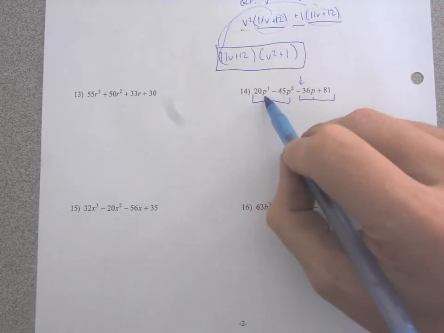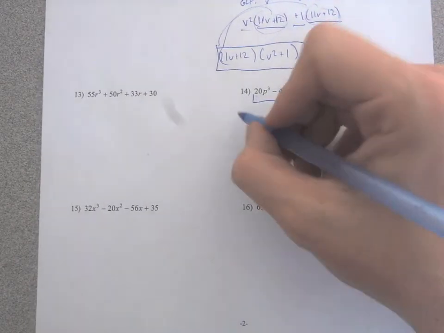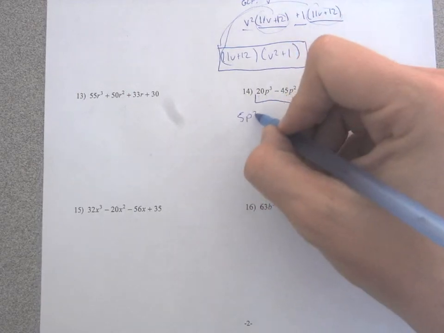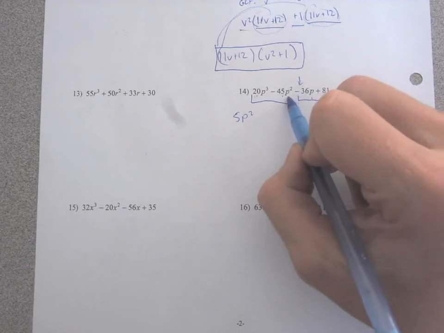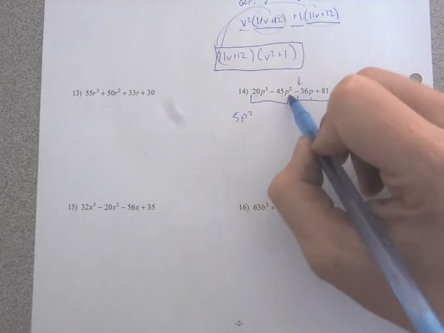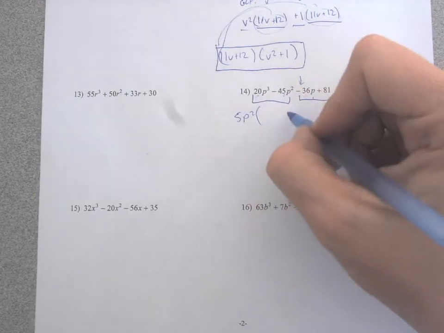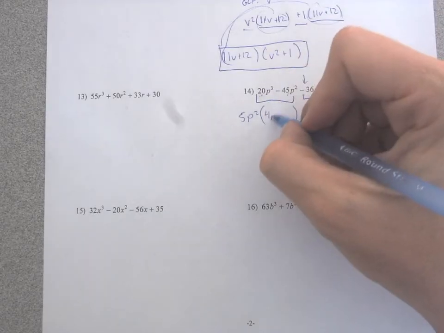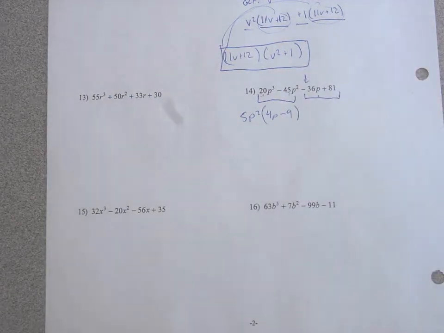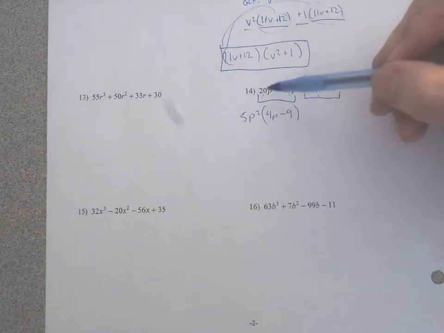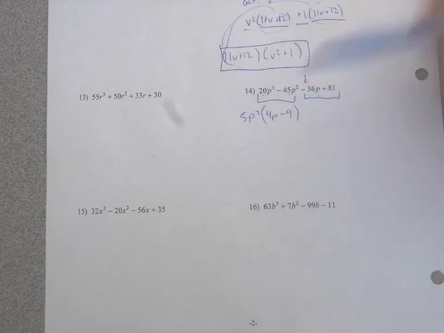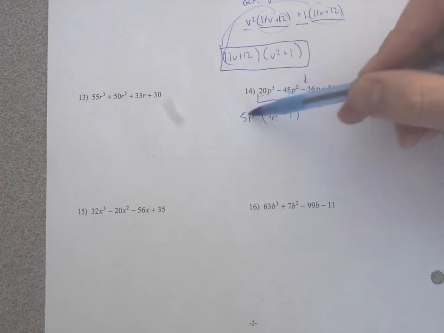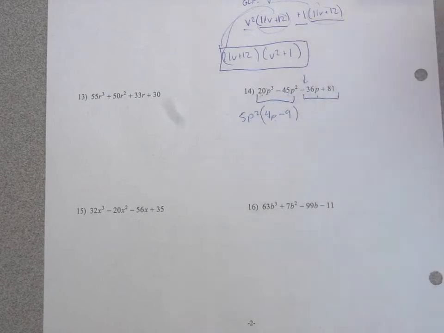Okay, so the common factor here looks like it's going to be 5, and also p squared. The biggest number that goes into both is 5. The smallest power of p that I see is 2, so that means I can take out 2 p's from this one and 2 p's from this one. And when I do that, what's going to be left is 4p minus 9. Where did I come up with that? Well, 20 divided by 5 is 4, and p to the third divided by p squared is p. Negative 45 divided by 5 is negative 9. P squared divided by p squared is just 1, so I don't need any p's in there anymore.